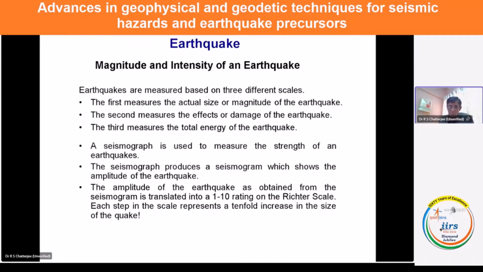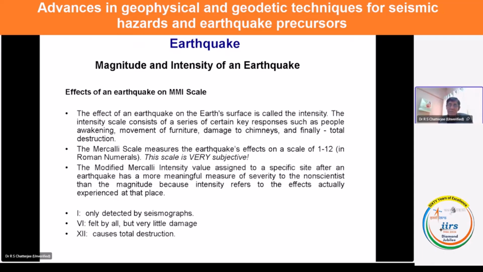But the other way of measuring the earthquake is the intensity of the earthquake. That is how much damage it causes. So the effect of an earthquake on the earth's surface is called the intensity. And the intensity scale consists of a series of certain key responses, such as people awakening, the movement of furniture, whether people feel it or not, whether the window panes are breaking or not, whether the chimneys are damaged, the different intensities, and finally the total destruction. That is the maximum value in the scale, that is 12.